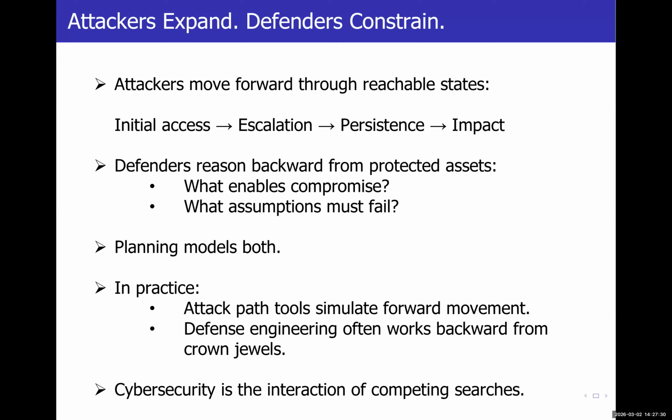Defenders often reason backward. They begin with protected assets like sensitive data and critical systems and ask what conditions would allow compromise. That resembles regression planning. Planning models both behaviors. In real-world systems, attack path analysis tools simulate forward reachability, while defensive engineering frequently works backward from crown jewels to required controls. Cybersecurity can be understood as the interaction of opposing searches.